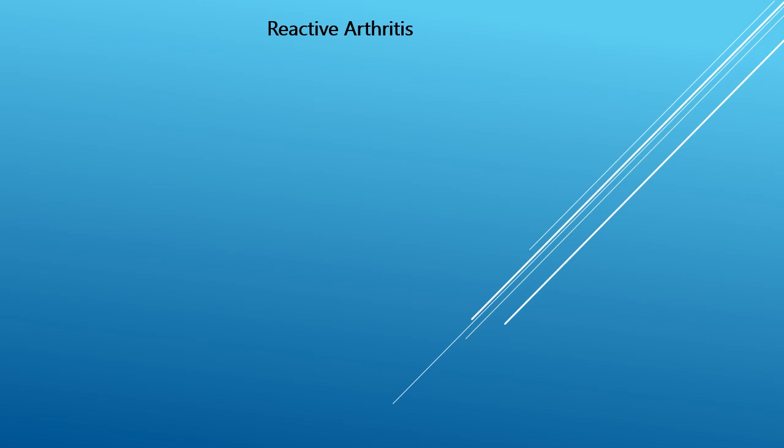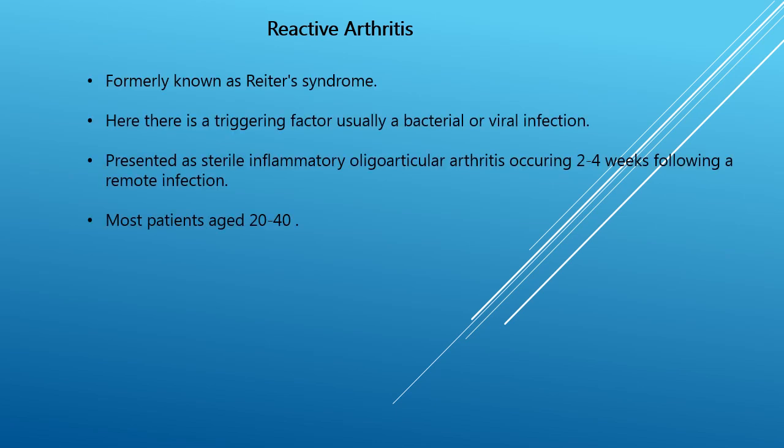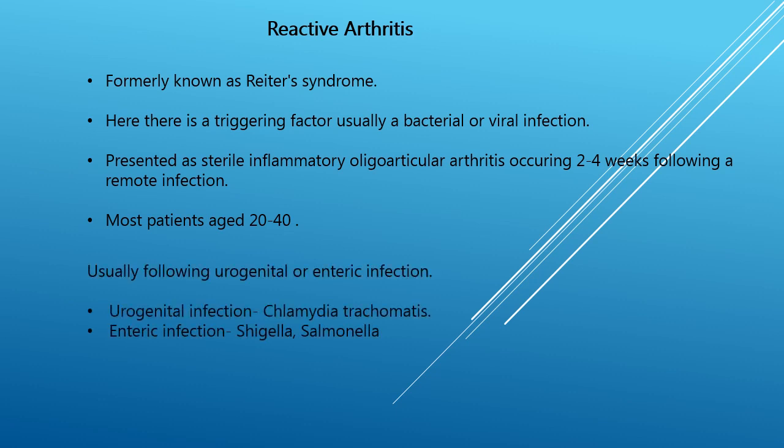Next variant is reactive arthritis. It is formerly known as Reiter's syndrome. Here, there will be a triggering factor, usually a bacterial or viral infection. It usually presents as sterile inflammatory oligoarticular arthritis occurring 2 to 4 weeks following a remote infection. Most patients are in the 20 to 40 years age group. It usually follows a urogenital or enteric infection.